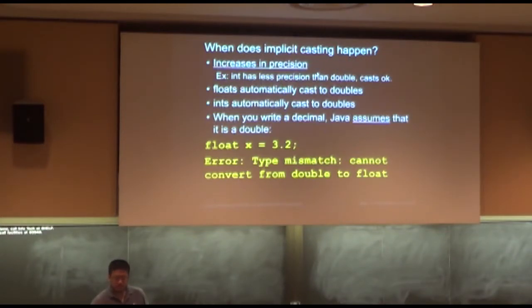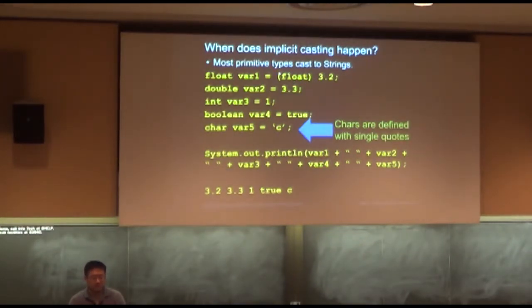Let's suppose we had this code here. 3.2 is considered a double by Java. How do I make it a float? The way I can make it a float is to perform an explicit cast. This is different from implicit casting. An explicit cast is literally writing the word float in parentheses to the left of this number, to tell Java, please convert this number into a float instead of letting it be the double that you think it is. When I put this word in parentheses here, it's saying, take the thing immediately to my right and make it the type that I specify here.